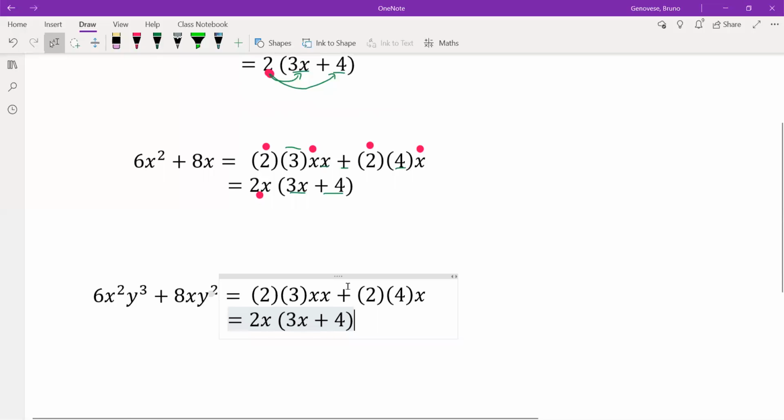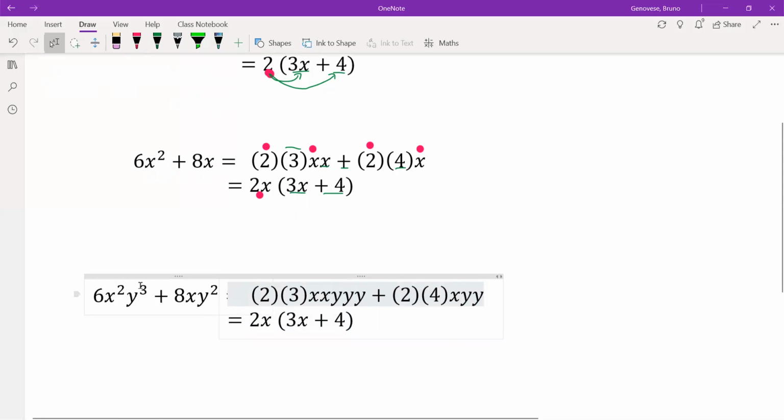So not only do we have the x squared and the x, but now we have a total of 3 y's. I'm just going to get my cursor in the right spot here. So why is there 3 y's? Well, because it's y cubed. That's written as y times y times y. And then there's y squared here. So 2 y's.